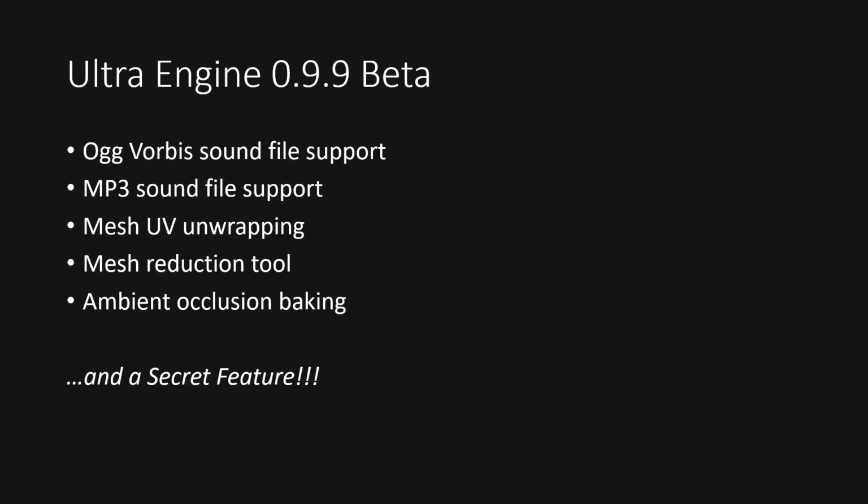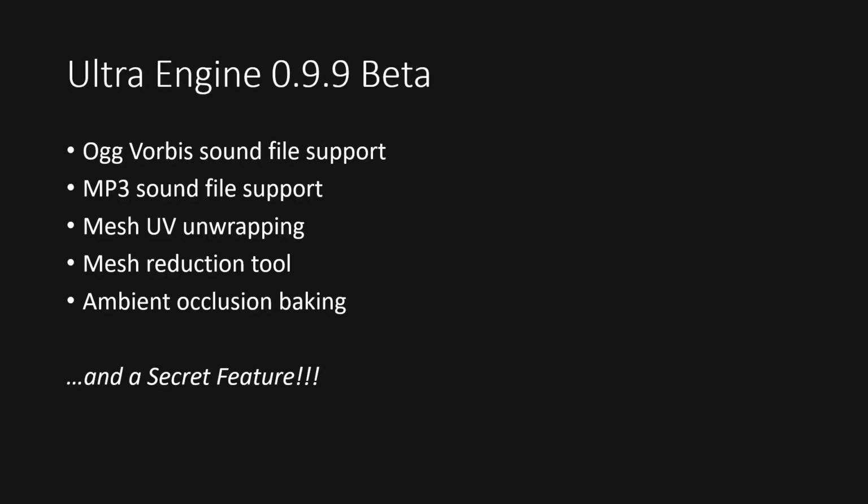So, Ogg Vorbis sound file support was added. MP3 file support was added too, since the patents for this technology expired, I think in 2017. So there's absolutely no problem. You can now use MP3 without any worries. We have UV unwrapping built right into the modeling tools, which is really handy to have. We have a mesh reduction tool to make LODs, or if you have a high poly model and you want to turn it into something that's useful for real time, you can use it for that. And we have ambient occlusion baking. We'll talk about all of these, and then at the end we'll talk about the secret feature.